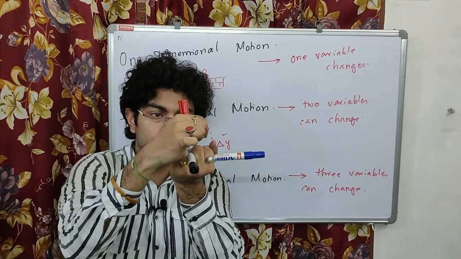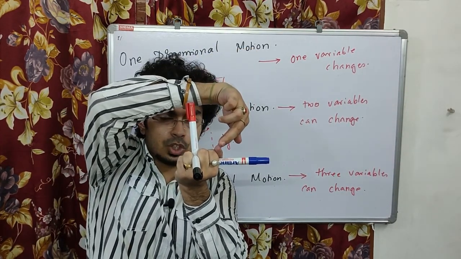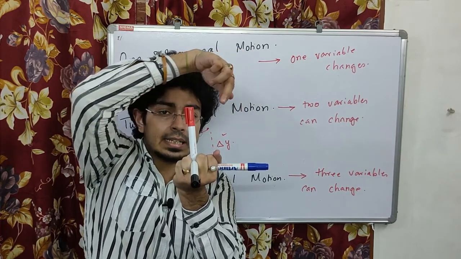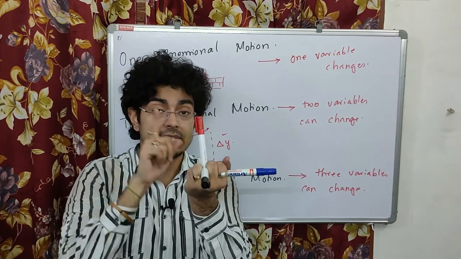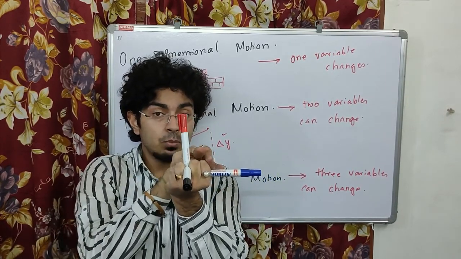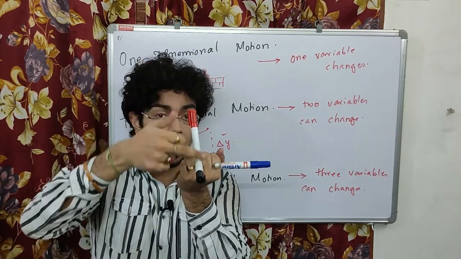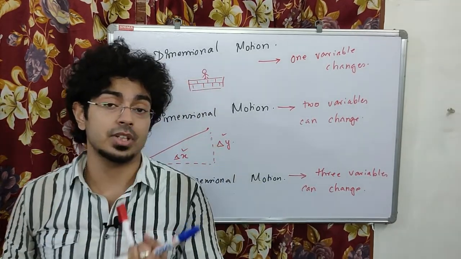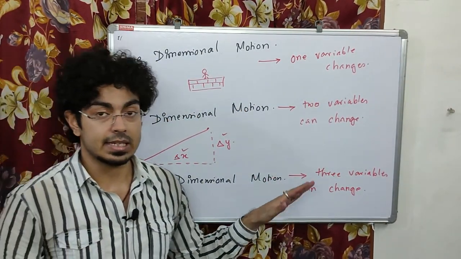Now if a mosquito moves from this position to this position, then I can say its three coordinates are changing. That is x, y and z. So it can move along x, it can move along y, and it can move along z also. So this is an example of three-dimensional motion. So in three-dimensional motion, these three variables can change.